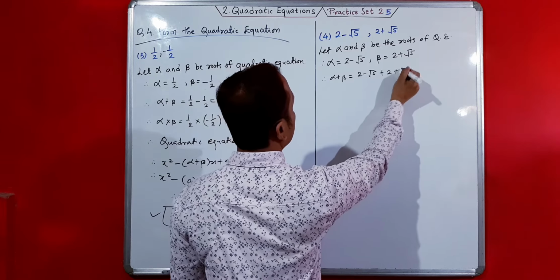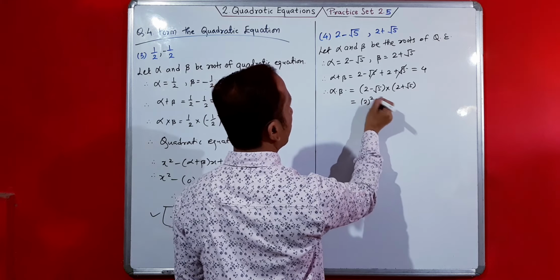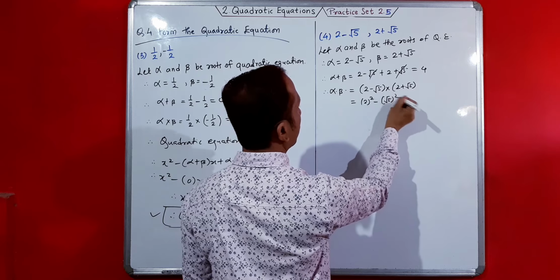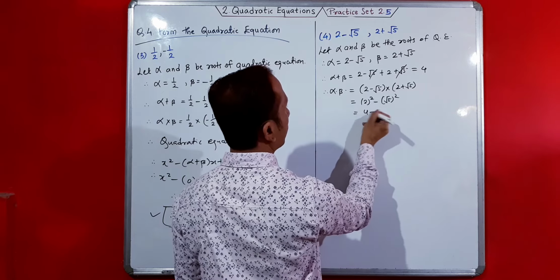Therefore alpha into beta is equal to 2 minus root 5 into 2 plus root 5. So you can write 2 square minus root 5 square. You know the formula, 4 minus 5, so it is minus 1. You got the values of alpha into beta and alpha plus beta.